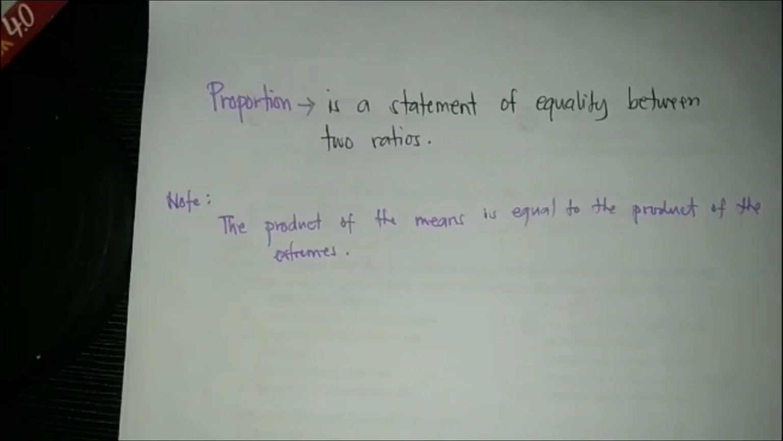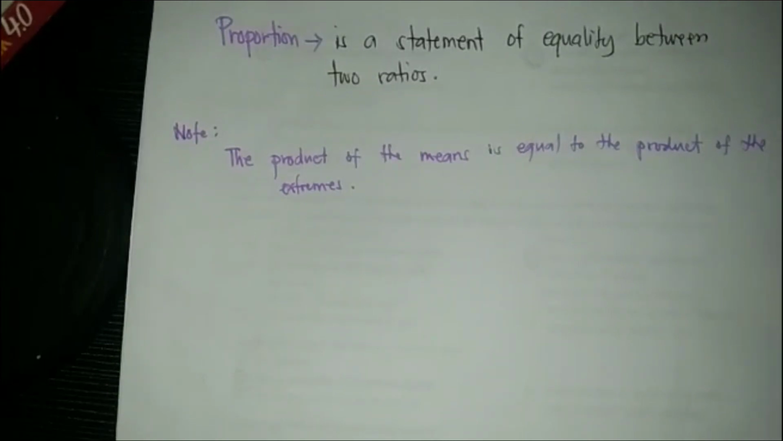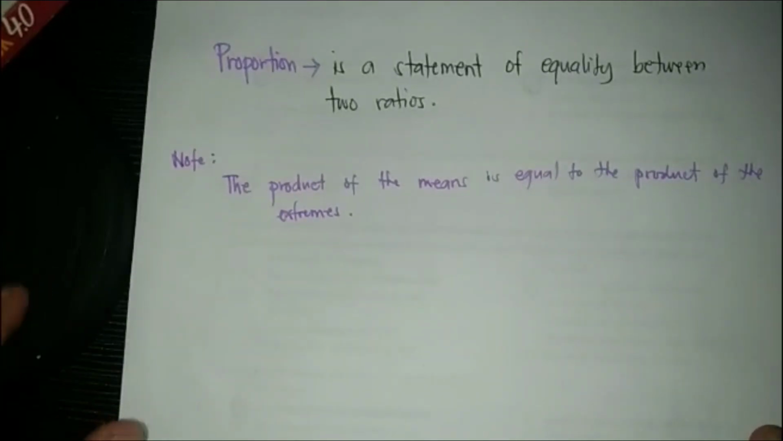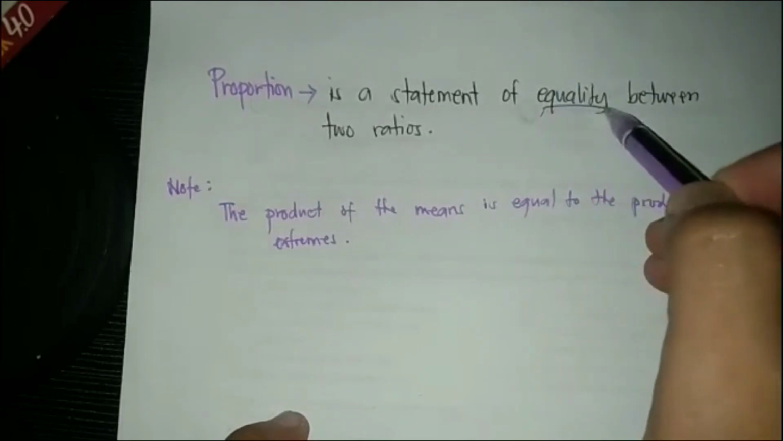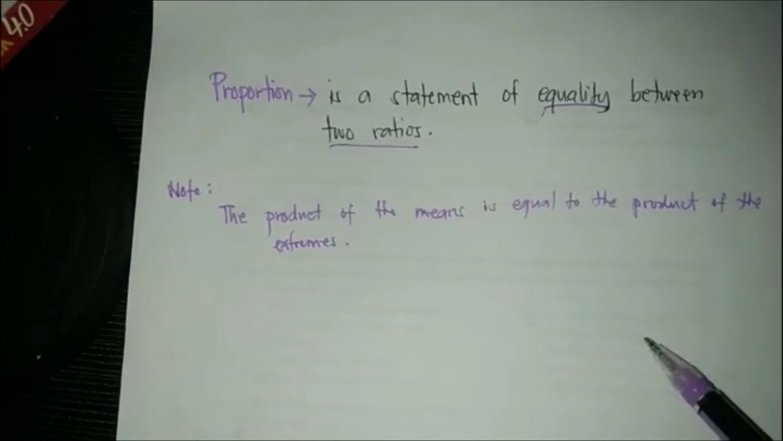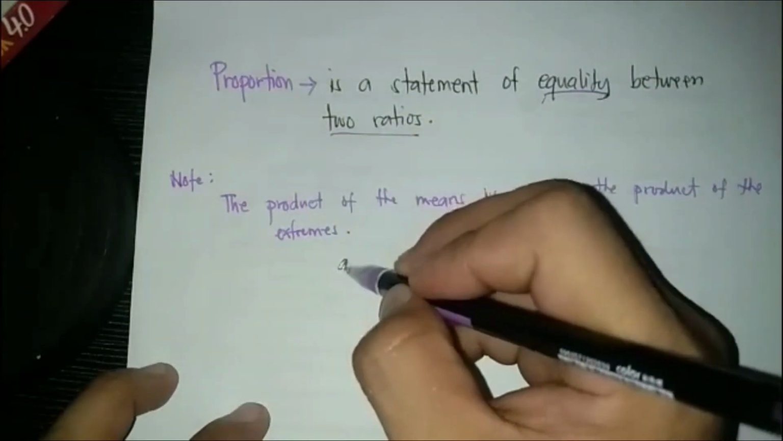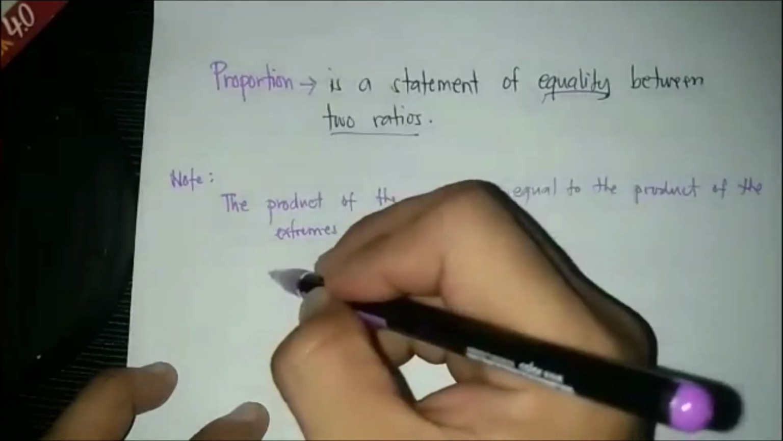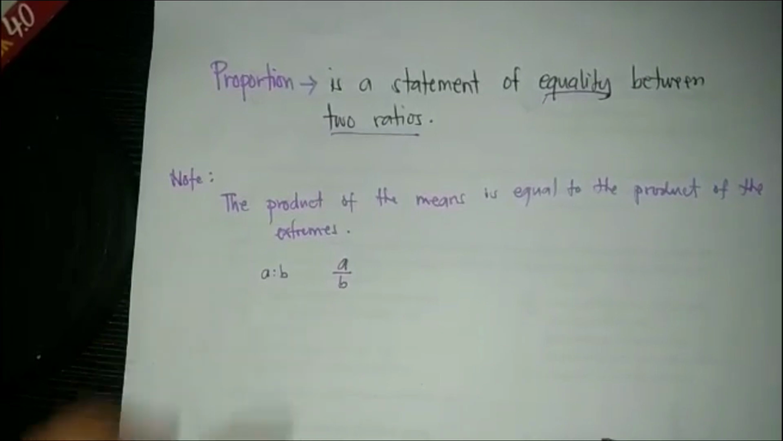Okay, so what do we mean by proportion? Proportion is a statement of equality between two ratios. Highlight the words equality and two ratios. Napag-usapan na natin last video yung about sa proportion, and the standard form for proportion is A is to B, o pwede rin naman A is to B using colon form or fraction form.